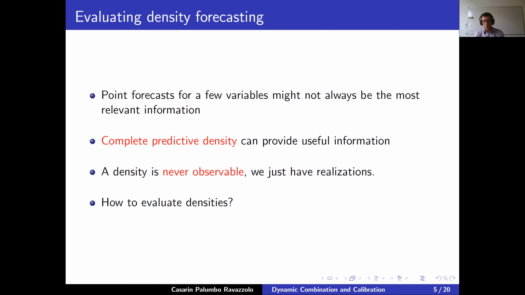forecast densities, or complete predictive densities, is that density is never observable, even ex post. You just have realizations. You don't have a density. And having realizations does not mean that you know the true density, because there could be changes over time, over observations. So the main point is, okay, it's fine to build densities, but how to evaluate them? Who is telling me that it is a good job or not?